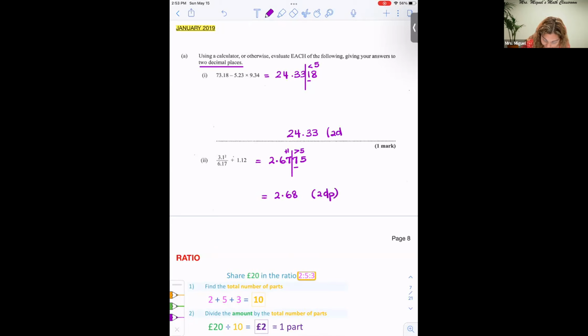Did you all get that? Yes, miss. So we can approximate to significant figures, and we can approximate to decimal places. Now we are going to approximate using standard form.